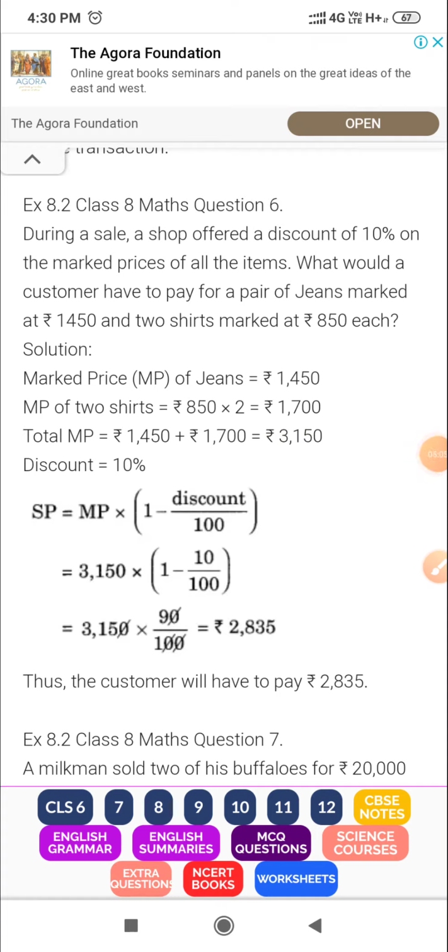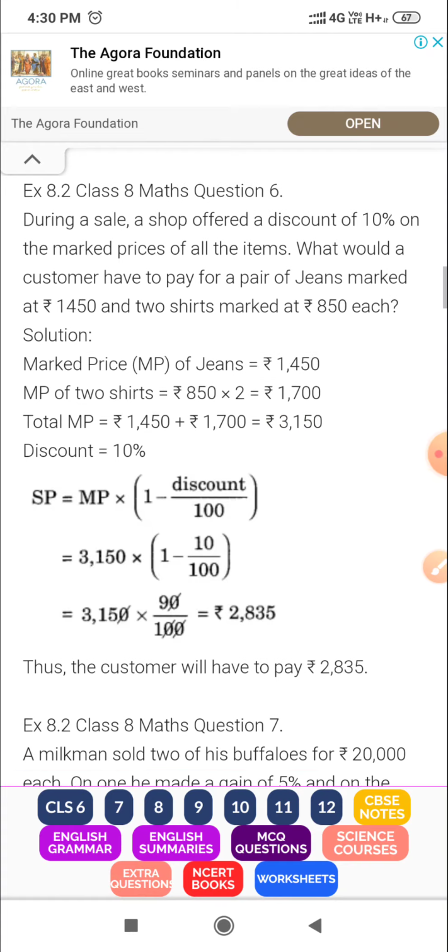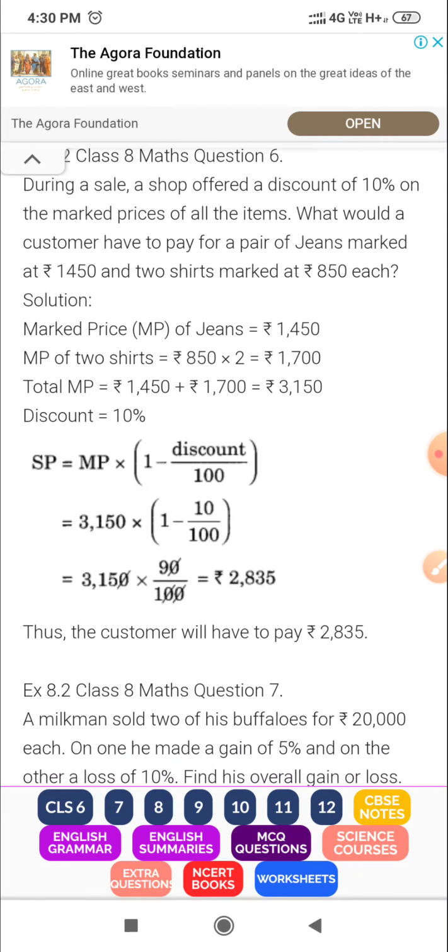Our next question is: during a sale, a shop offers a discount of 10% on the marked price of all the items. What would a customer have to pay for a pair of jeans marked at rupees 1450 and two shirts marked at rupees 850 each?